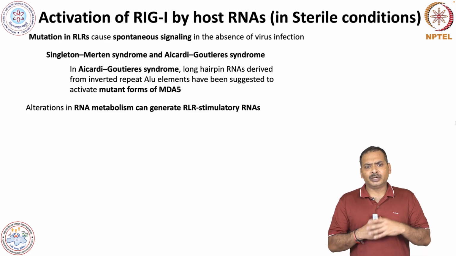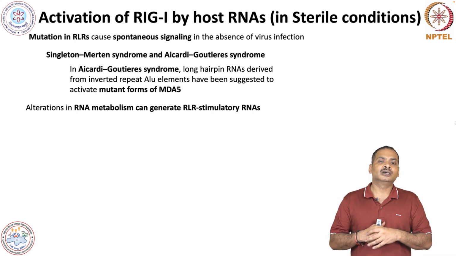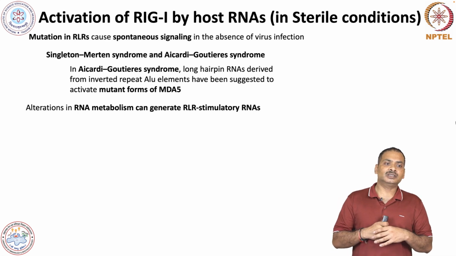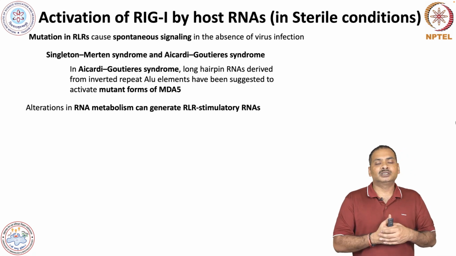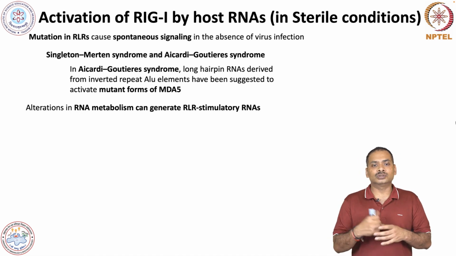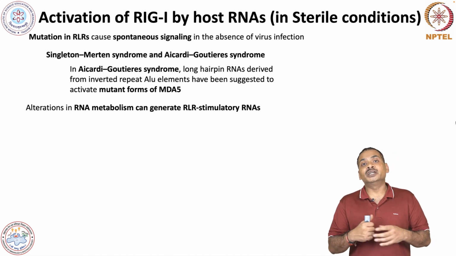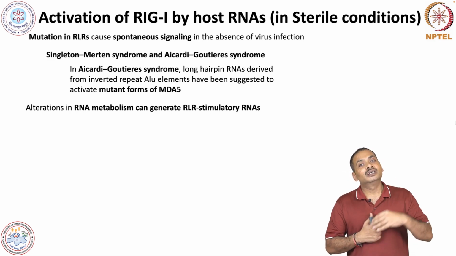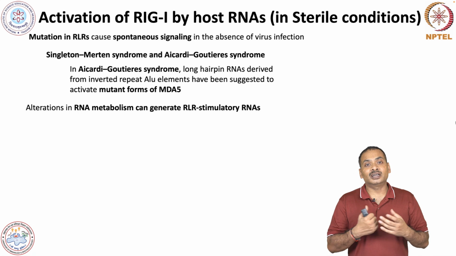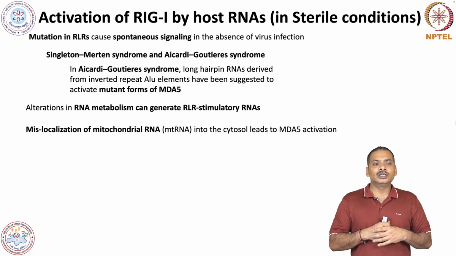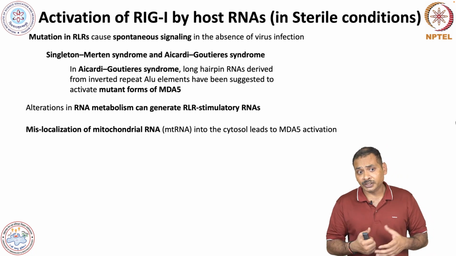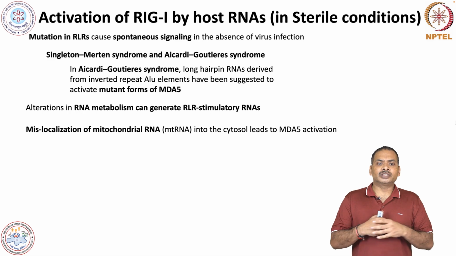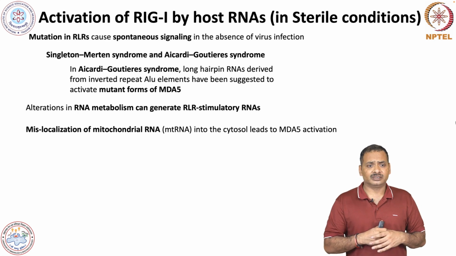Alteration in RNA metabolism can generate RLR stimulatory RNA. If there is some alteration in RNA metabolism, for example, some enzyme lacking or being expressed more, that can generate the stimulatory RNA, and that stimulatory RNA may activate this RLR pathway. There could also be a mislocalization of mitochondrial RNA into the cytoplasm, and that may lead to MDA5 activation.